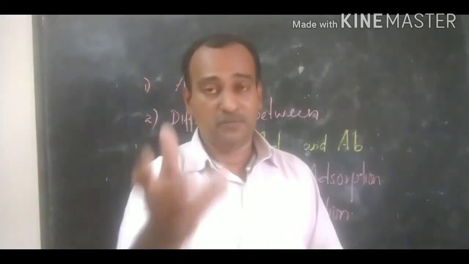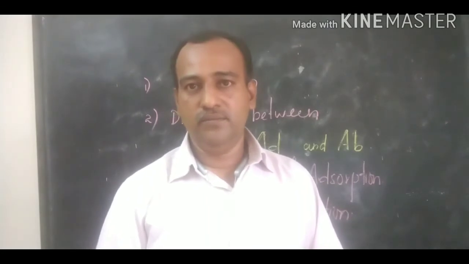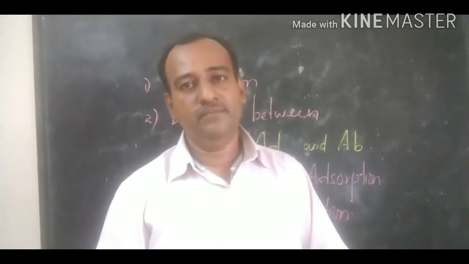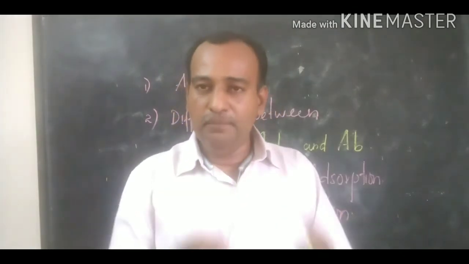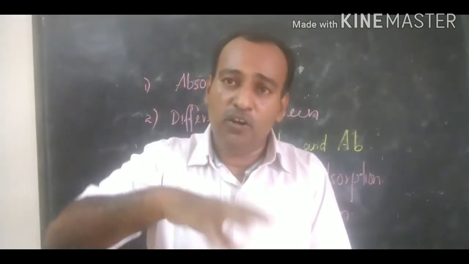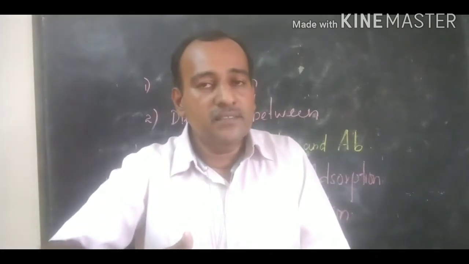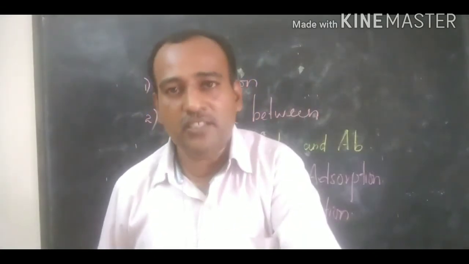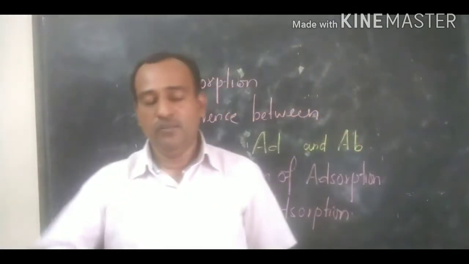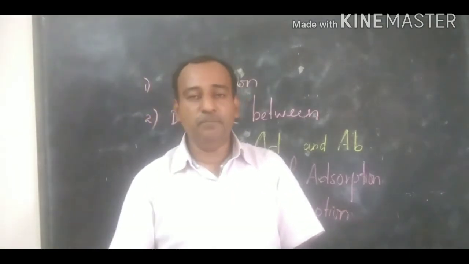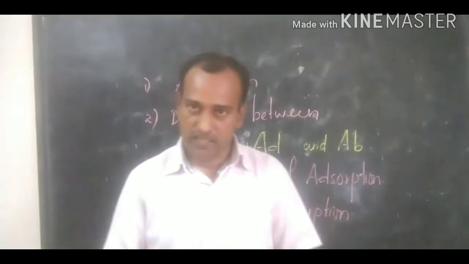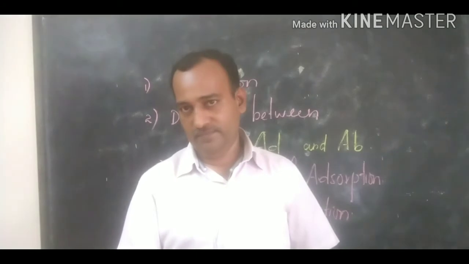Take a sponge or cotton and pour some ink on the cotton. What happens? Immediately the ink particles get adsorbed on the surface of the cotton. At the same time, they get inside the cotton also. Do it as a small activity: take some cotton, pour some ink on it. The ink particles simultaneously get adsorbed as well as absorbed.